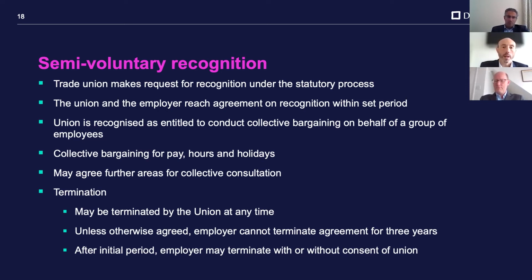So once that's happened, we are now covered by the statutory regime, but there is then a period of time where the union and the employer will look to reach agreement on recognition within a set period. And again, Stephen will talk to you about what that looks like in just a moment. If they can reach agreement on these things, then the union would be recognised as entitled to conduct collective bargaining on behalf of a group of employees. So it would be for the employer and the union to agree which employees are covered by the recognition agreement.